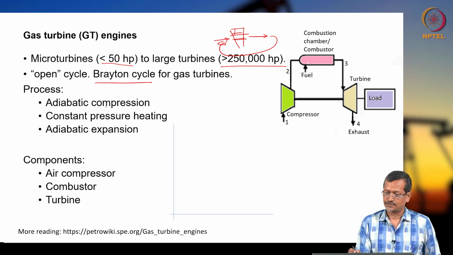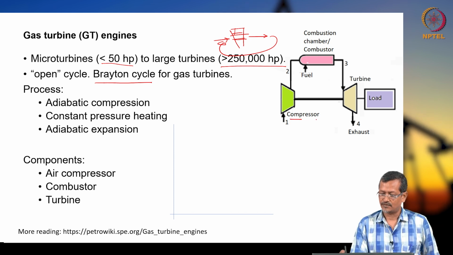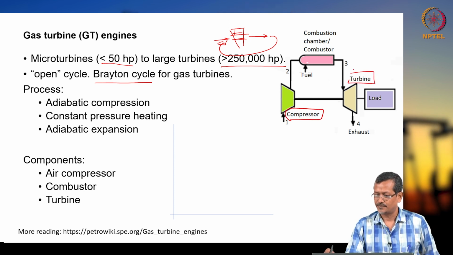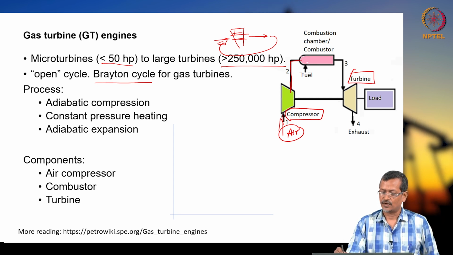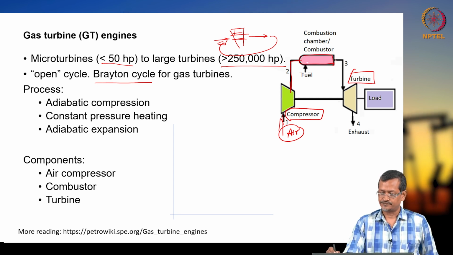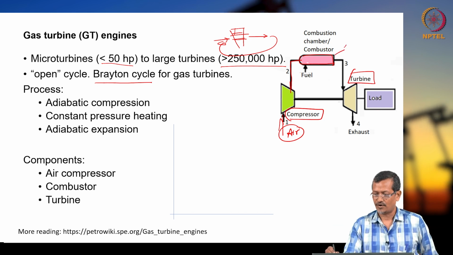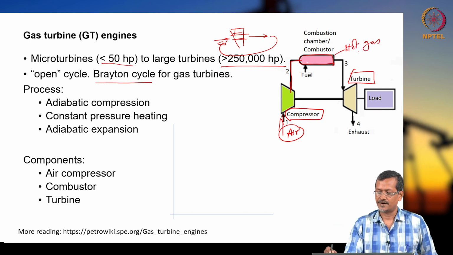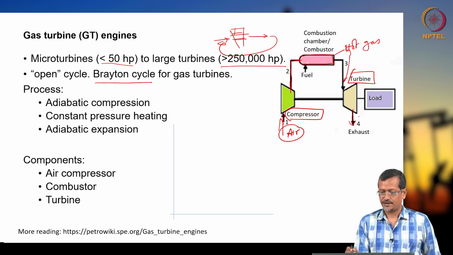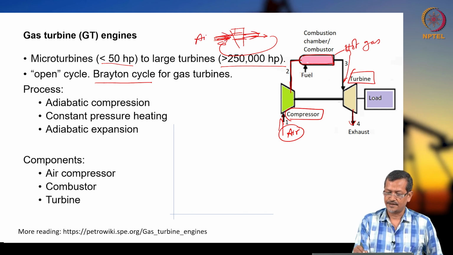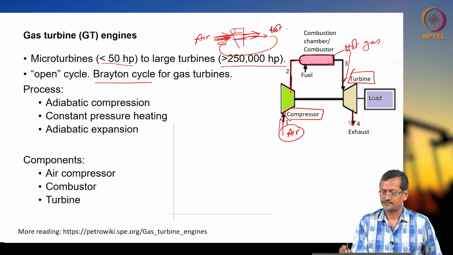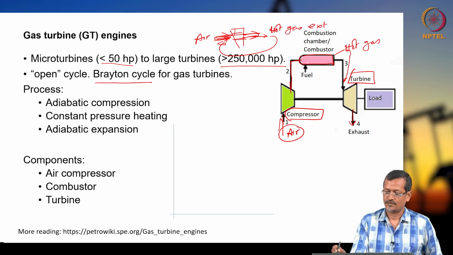Adiabatic compression. It will have one compressor, you see this, and one turbine. Air will be entering here, then after compression it will go to a combustor or combustion chamber. Once combustion happens, the burnt hot gas will enter the turbine. From the turbine it will go to exhaust. Okay. In the aircraft engine, if you see the top diagram, air is entering and hot gas is exiting.